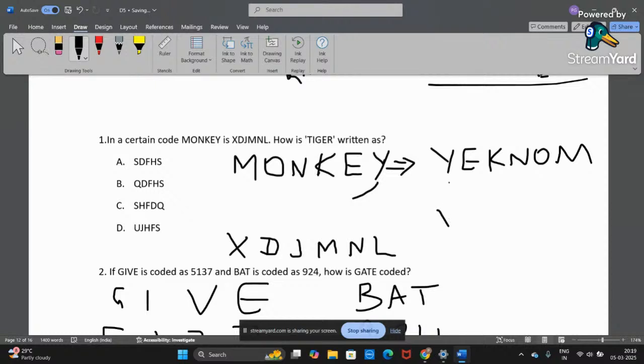What is the previous letter of Y? It is X. For E, it is D. For K, it is J. For N, it is M. For O, it is N. For M, it is L. The same way we need to find the answer for tiger.